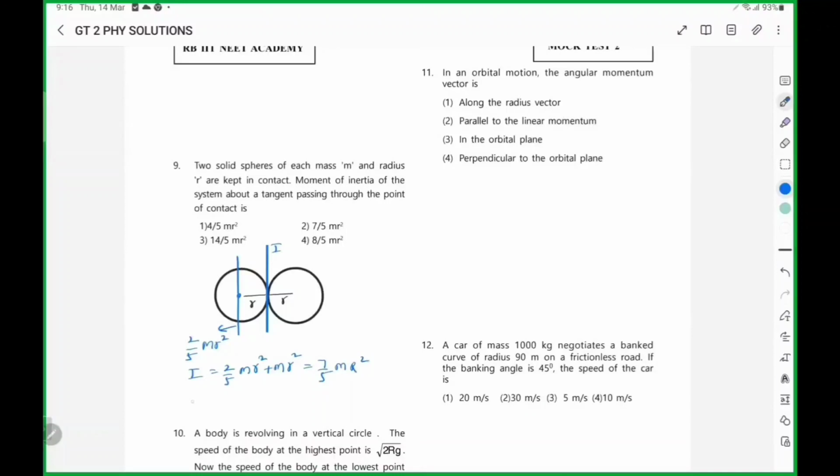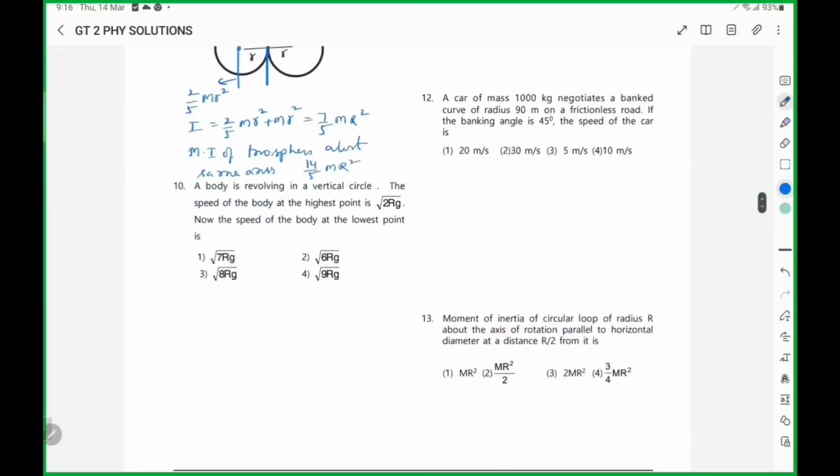So now the moment of inertia of two spheres about the same axis will be 14 by 5 mr square.